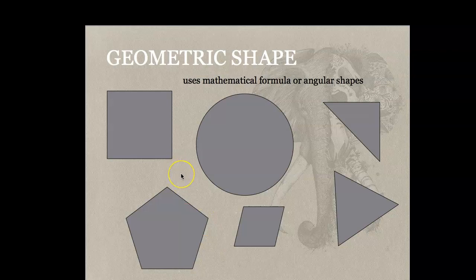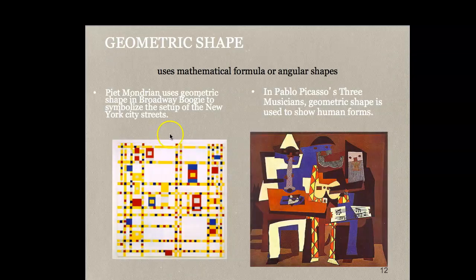Also, with geometric shapes, it's typically easy to measure the angles. There's a formula involved that makes sense. Examples of geometric shape in artwork: here, Piet Mondrian's Broadway Boogie, using basic, very geometric squares and rectangles, and he's creating the sensation of a busy New York street. Here in Pablo Picasso's artwork, he's using geometric shapes in a little different way to break down the human form in that Cubist style.